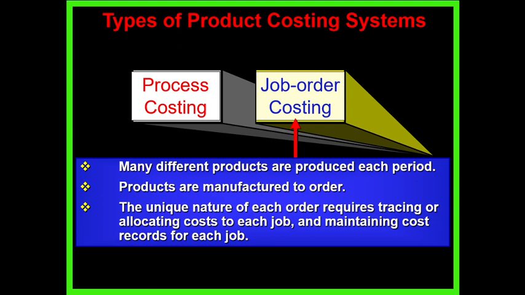But for job order costing, there are many different products produced during each period, and most of the time, products are manufactured to order. They are tailored according to the needs of the customers. Because of the unique nature of each order or each job, this requires tracing or allocating costs to each job and maintaining cost records for each job. So we expect that since each product is different, there will be different costs for each.